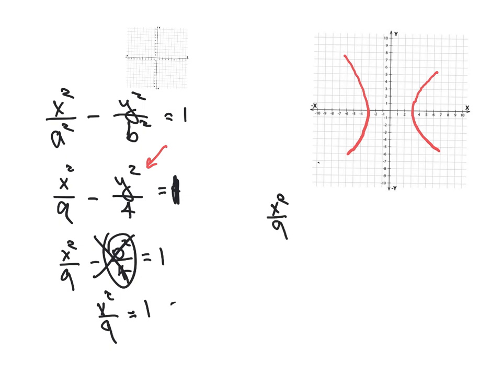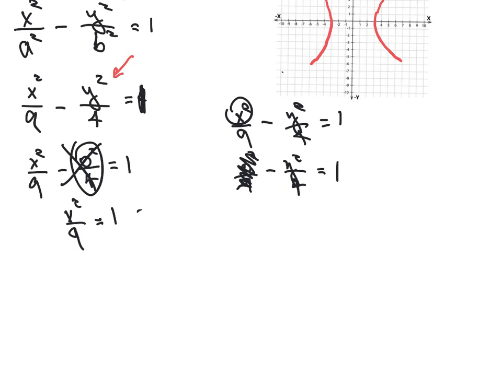x squared over 9 minus y squared over 4 equals 1. So we're going to put 0 in here. Okay, so that doesn't count. That's 0. Okay, so we're going to multiply both sides by 4. 1 times 4, or we can just write it as 4. Okay, now we're going to distribute this negative here, so it's a positive y squared.